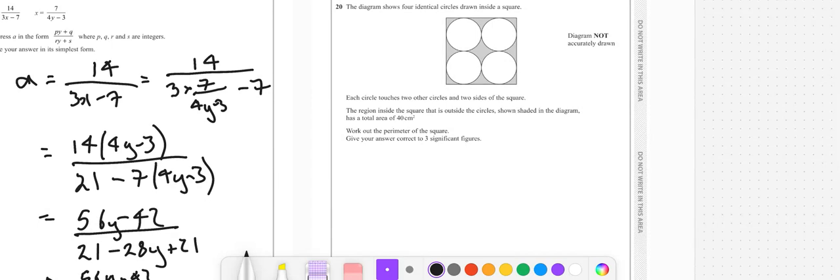Okay, the diagram shows 4 identical circles drawn inside a square. Each circle touches 2 other circles and 2 sides of the square. The region inside the square, that is outside the circles, shown shaded in the diagram, has total area 40. Work out the perimeter of the square. Ooh, interesting.